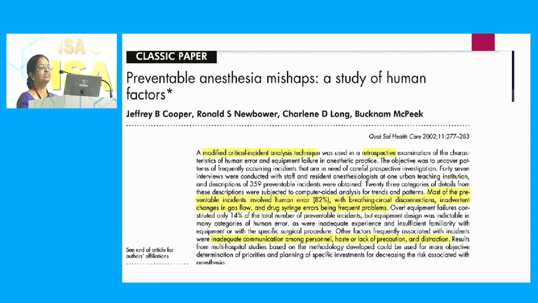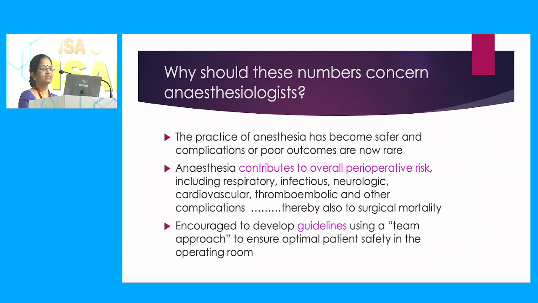In a modified critical incident analysis technique on preventable anesthesia mishaps, they showed that human error contributed to 82% of the mishaps, with breathing circuit disconnection and inadvertent changes in the gas flow. But this article was published in 2002. And now the practice of anesthesia has become safer, and complications and poor outcomes are now rare.